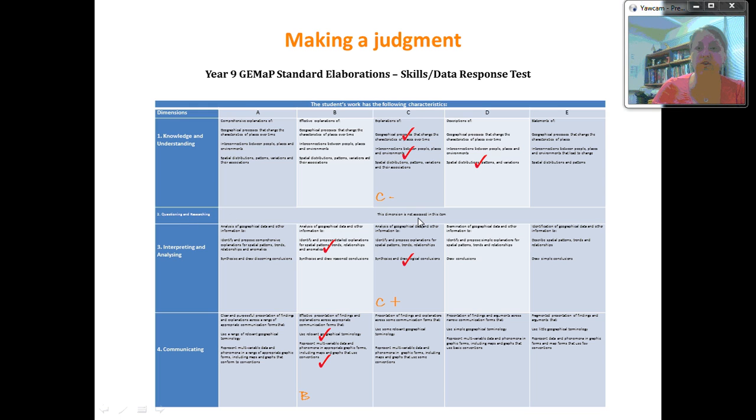Here, questioning and researching is not assessed in this task, and therefore you need to do nothing with that in this task. Interpreting and analysing, the student has demonstrated at a C standard for one of these sub-criteria and at a B standard for another. Now, in the case of this, where there are only two choices, I tend to err on the side of caution, and I would go for a C plus rather than a B minus.